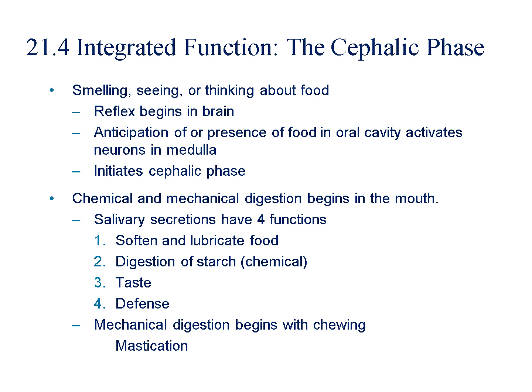Mechanical digestion begins with chewing, also known as mastication. This process physically breaks food into smaller particles, increasing its surface area for enzyme activity and making it easier to swallow. The cephalic phase plays a vital role in priming the digestive system, ensuring that the stomach and intestines are prepared for efficient digestion and absorption once food enters the body.